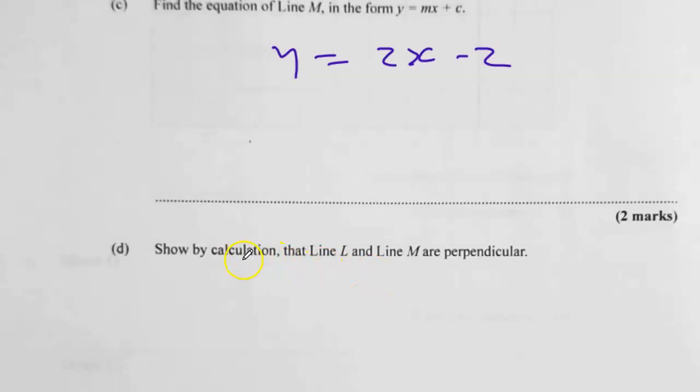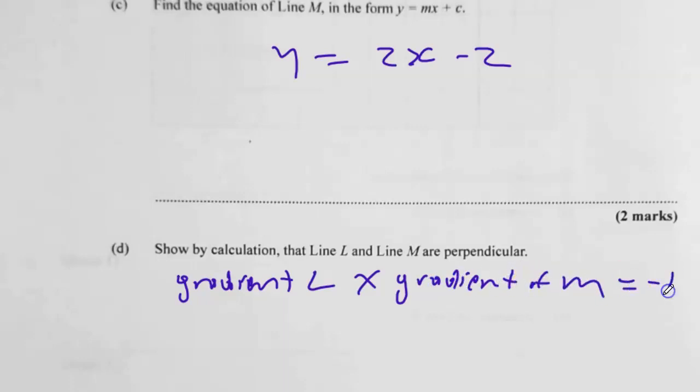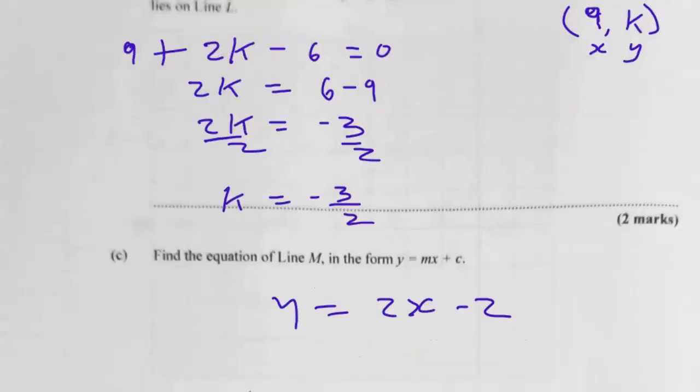Next, show by calculation that the lines L and M are perpendicular. Now, if two lines are perpendicular, the gradient of L times the gradient of M should be equal to -1. The gradient of M we found a while ago to be 2. So now let's get the gradient of L.